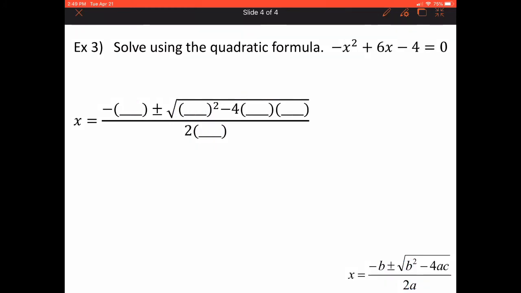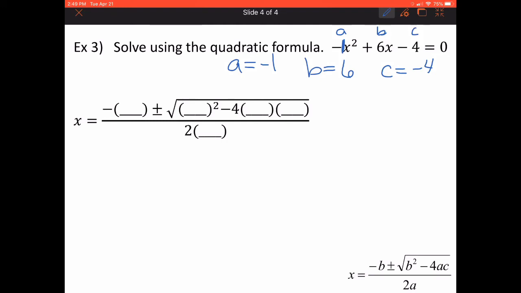All right, let's try example 3. This is our last one. So again, find a, b, and c. So a equals, so what's in front of x squared? A equals -1. There's a -1 in front of there. B is the coefficient of the x term, so b is 6. And c is the constant, the one without an x, so it is -4.